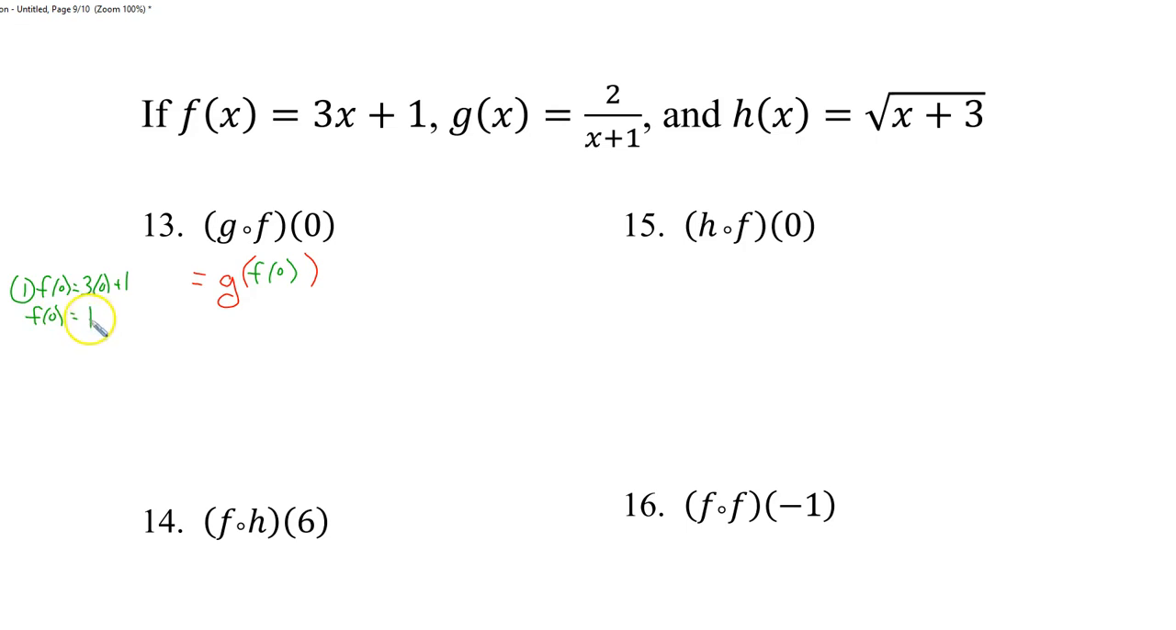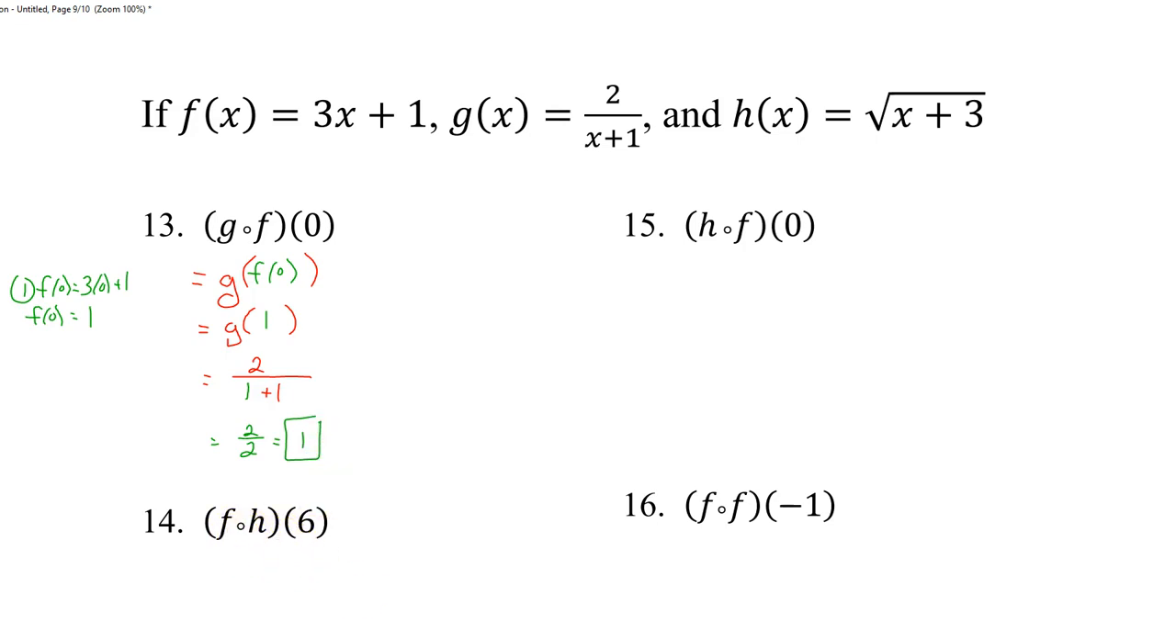So now I just have this y value, and so I will be plugging that into my g function, or my outside function. So instead of finding g of f of 0, now I need to find g of 1. So now I go to my g function, and my g function is 2 over x plus 1, but my x value is going to be replaced by 1, so I have 2 over 2, which is going to give me a value of 1, and that's going to be my final answer.